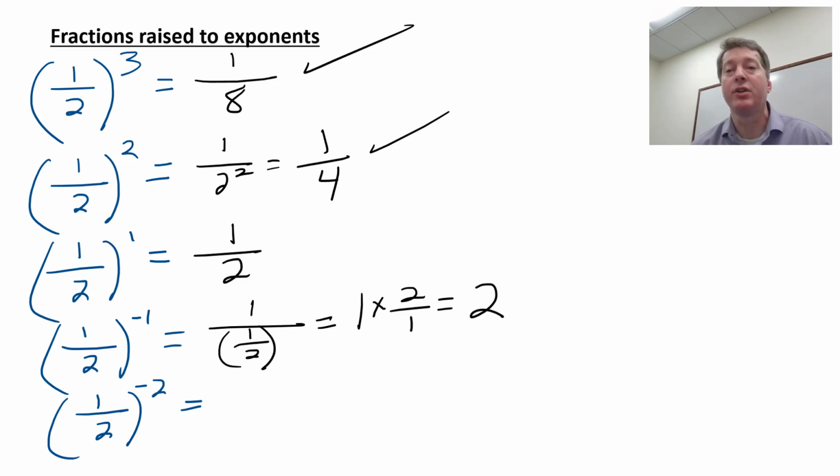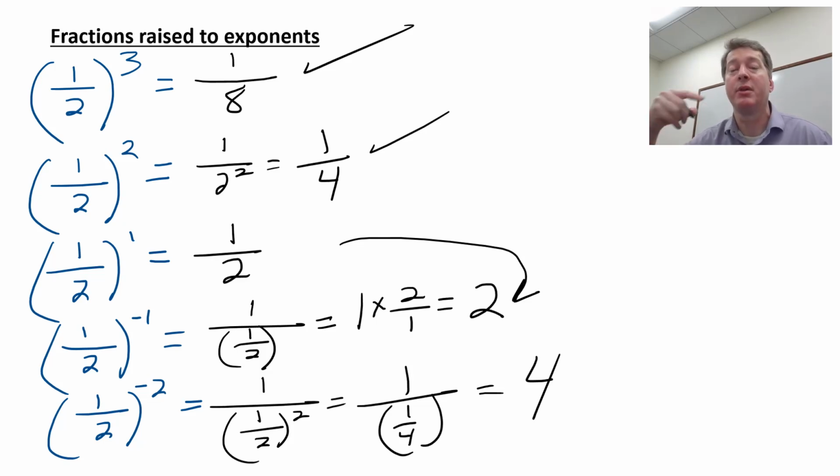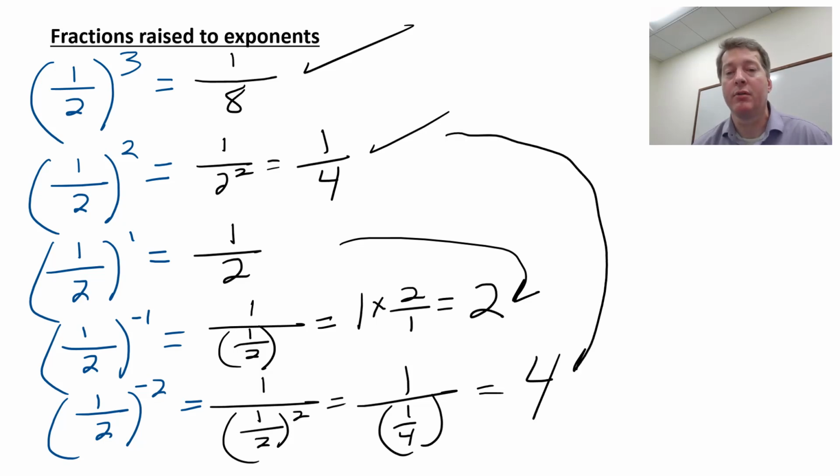So when you have a fraction raised to a negative exponent, the number actually gets bigger, not smaller. 1/2 to the negative 2, same as 1 over 1/2 to the positive 2. It's the same as 1 over 1/4. That is the same as 4. So I'm taking a fraction, raising it to a negative exponent. It's actually becoming a bigger number, not a smaller number. And 1/2 to the negative 2 is the reciprocal of 1/2 to the positive 2.